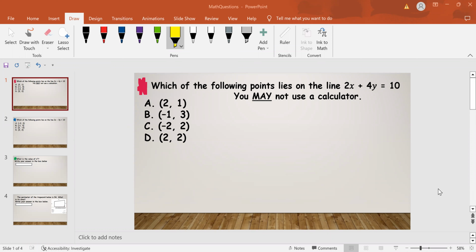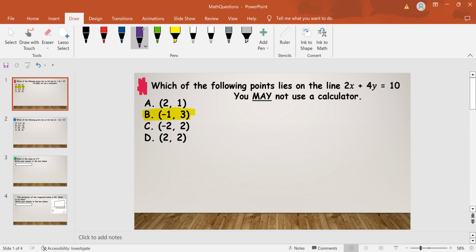Which of the following points lies on the line 2x + 4y = 10? You may not use a calculator. Yes, the best choice for this question is B. How? Let's explain.